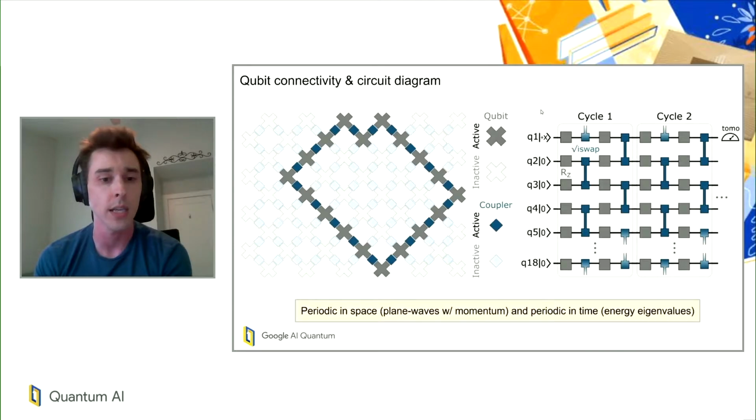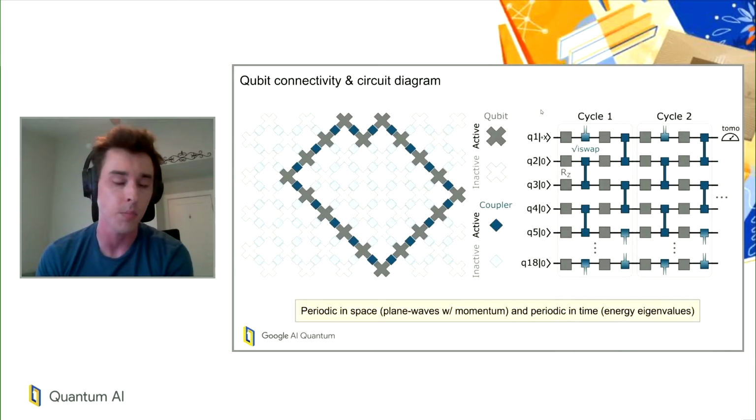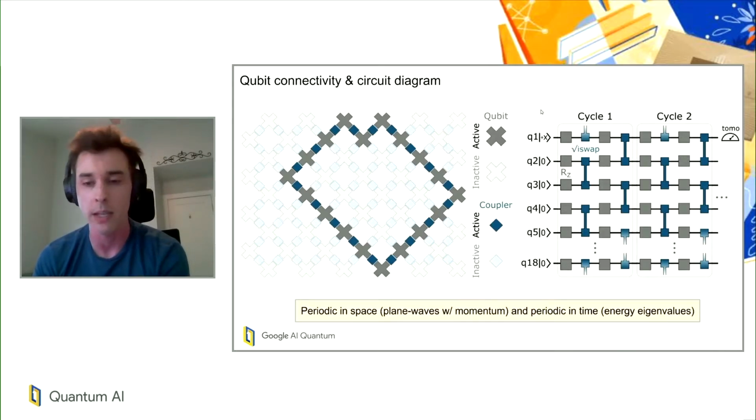Because it's periodic in space, we know that we're going to have eigenstates that act as plane waves, and these plane waves are going to have definite momentum. In addition to this, the fact that it's periodic in time means that we're going to have a well-defined notion of energy and energy eigenvalues.